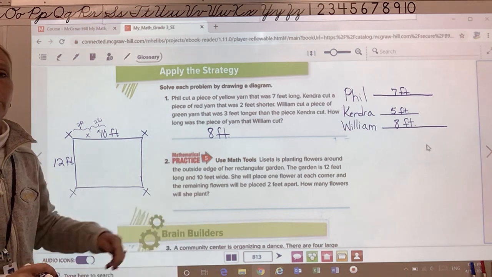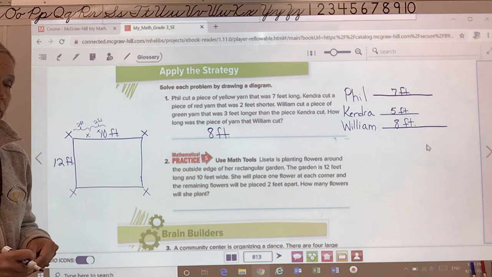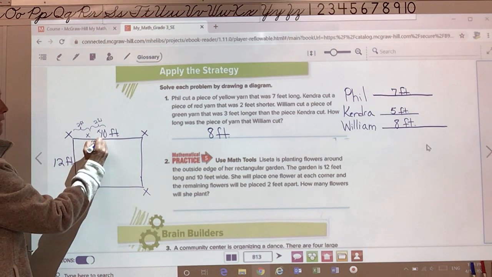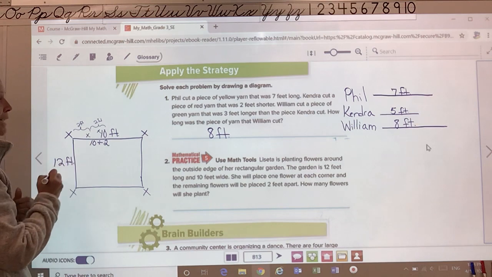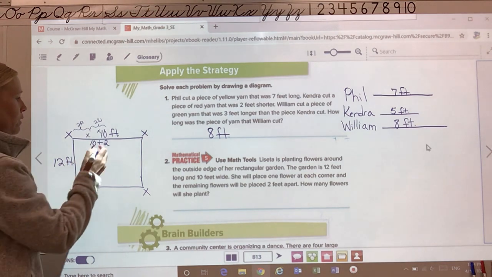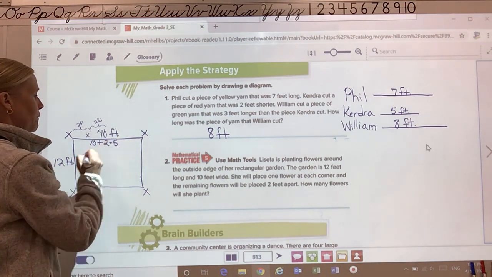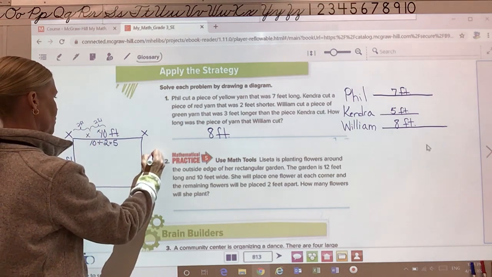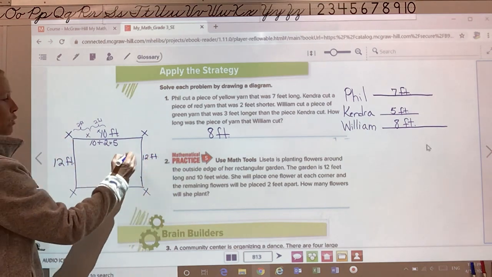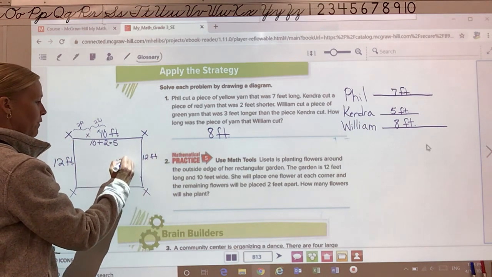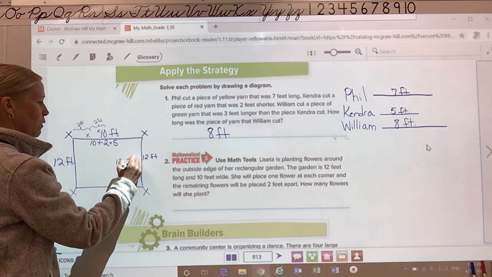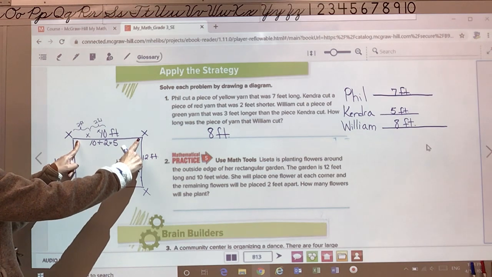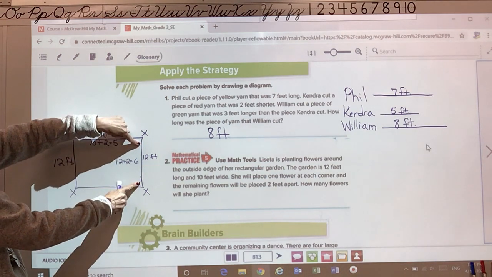she plant altogether. Now we're going to do some division here to help us, boys and girls. So if she had a total of 10 feet and she planted a flower every 2 feet, we're going to divide 10 divided by 2, which is 5. On this side, which we know was 12 feet, we have to do 12 divided by 2, which is 6. So on this side she had 5 flowers planted. This side she had 6 flowers planted.